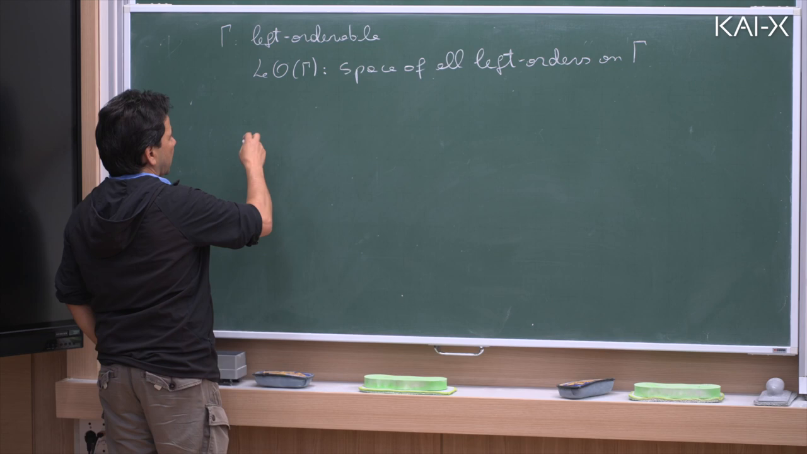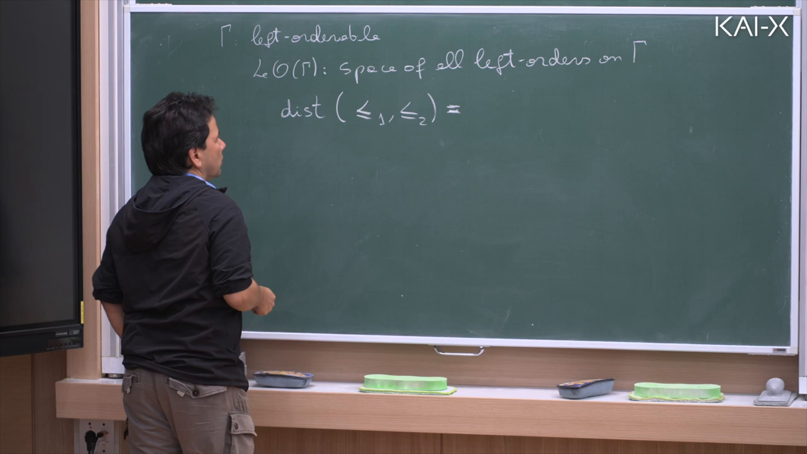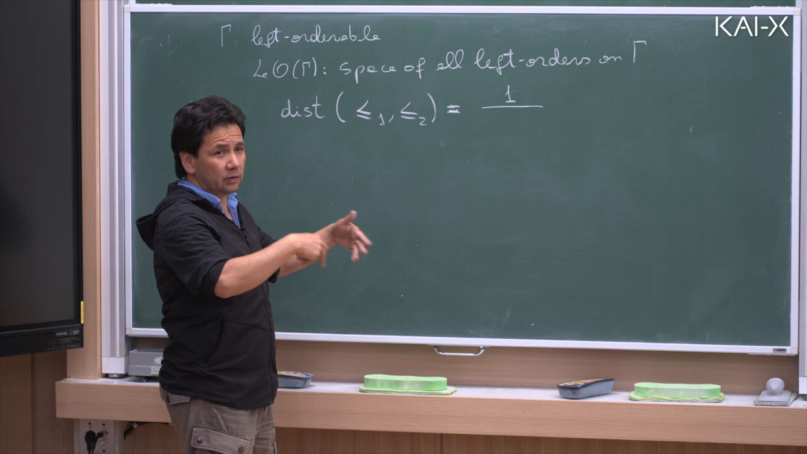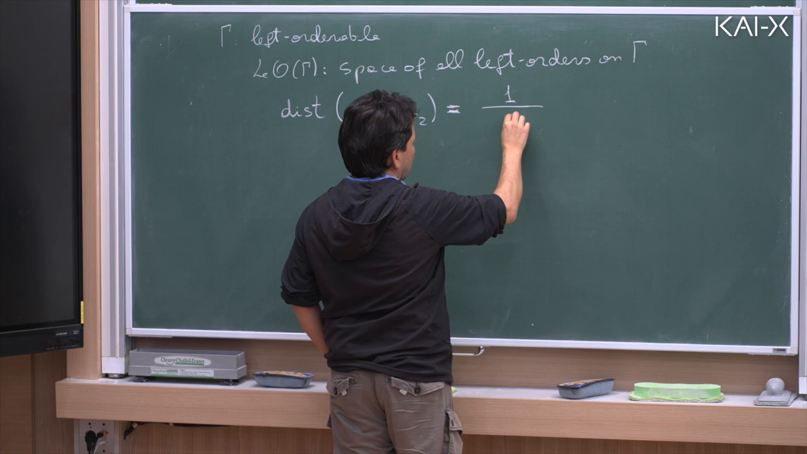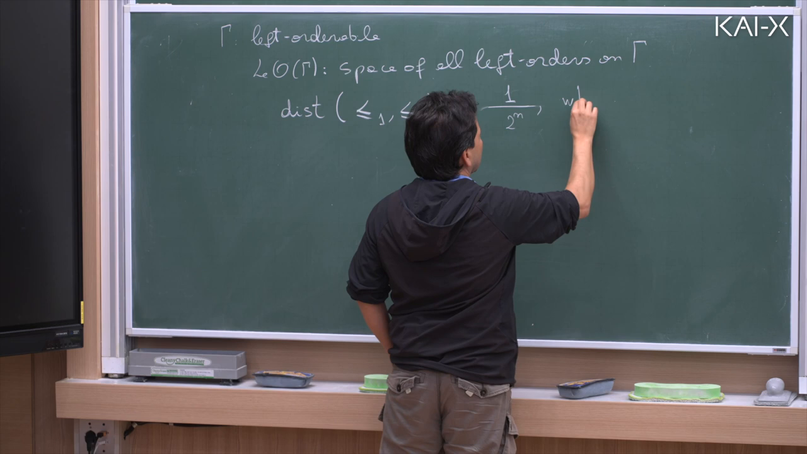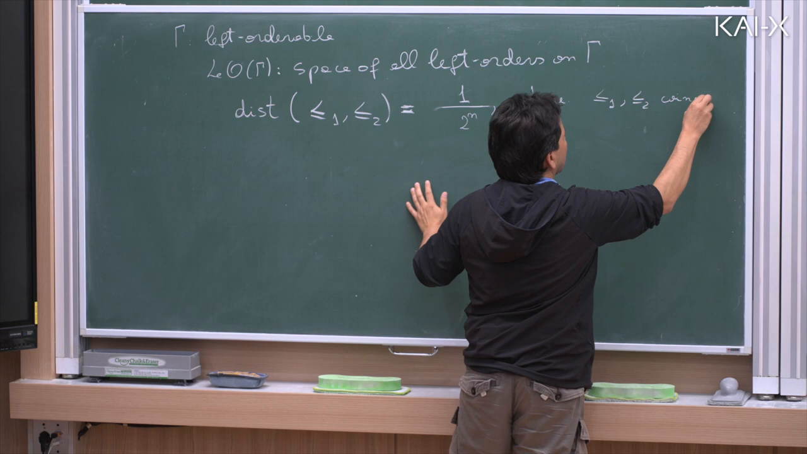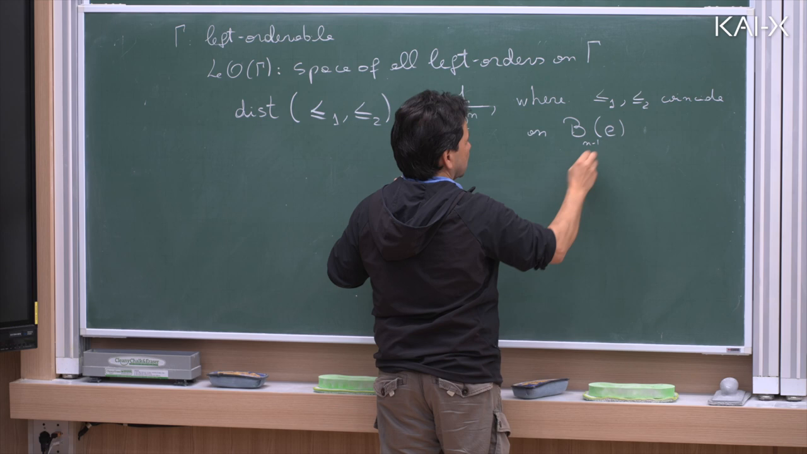You can define, say, that the distance between two orders equals, say, 1 over, it depends also, the question will also depend on the normalization you will take for this. Okay? So I will take 1 over, let me think a little bit, 1 over 2 to the n, maybe, where n is such that the two orders coincide on the ball of radius n minus 1, but do not coincide on the ball of radius n.